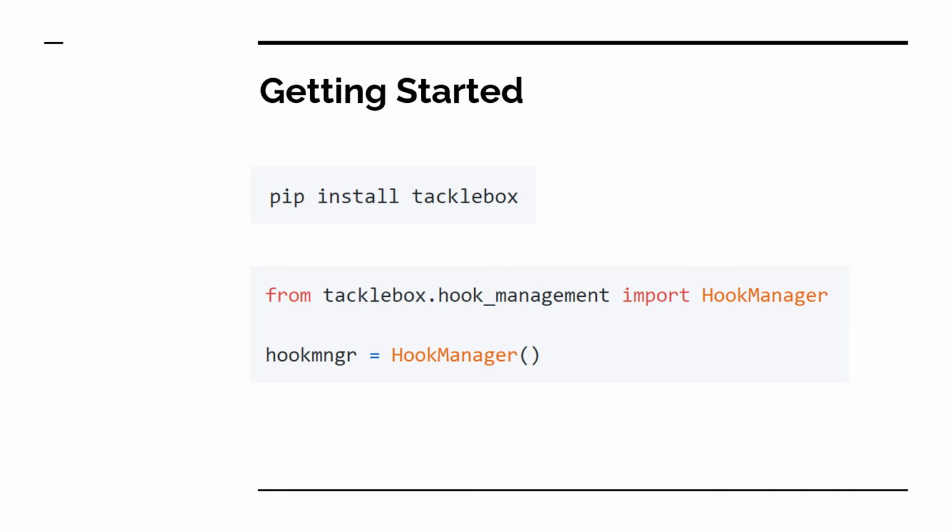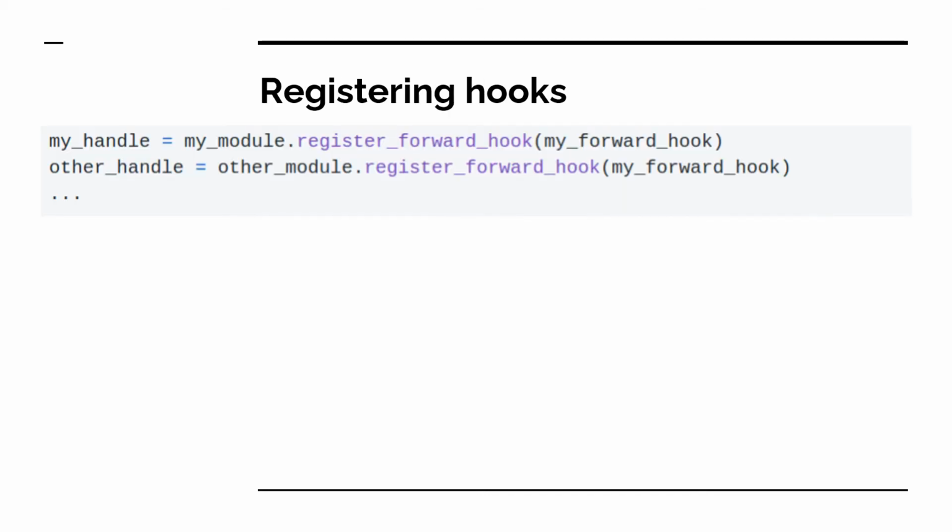To get started with TackleBox, install the package with pip. From there, simply import HookManager and initialize a HookManager object. We saw earlier the syntax for module hook registration and removal in PyTorch. I'll now show you how this is done with TackleBox.